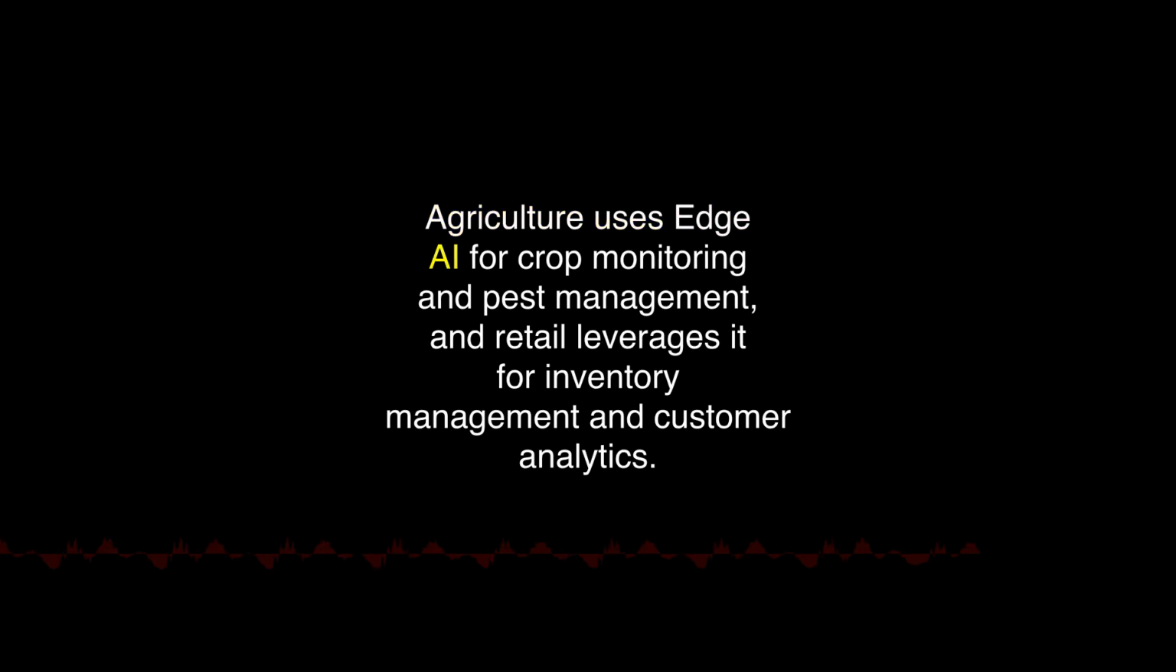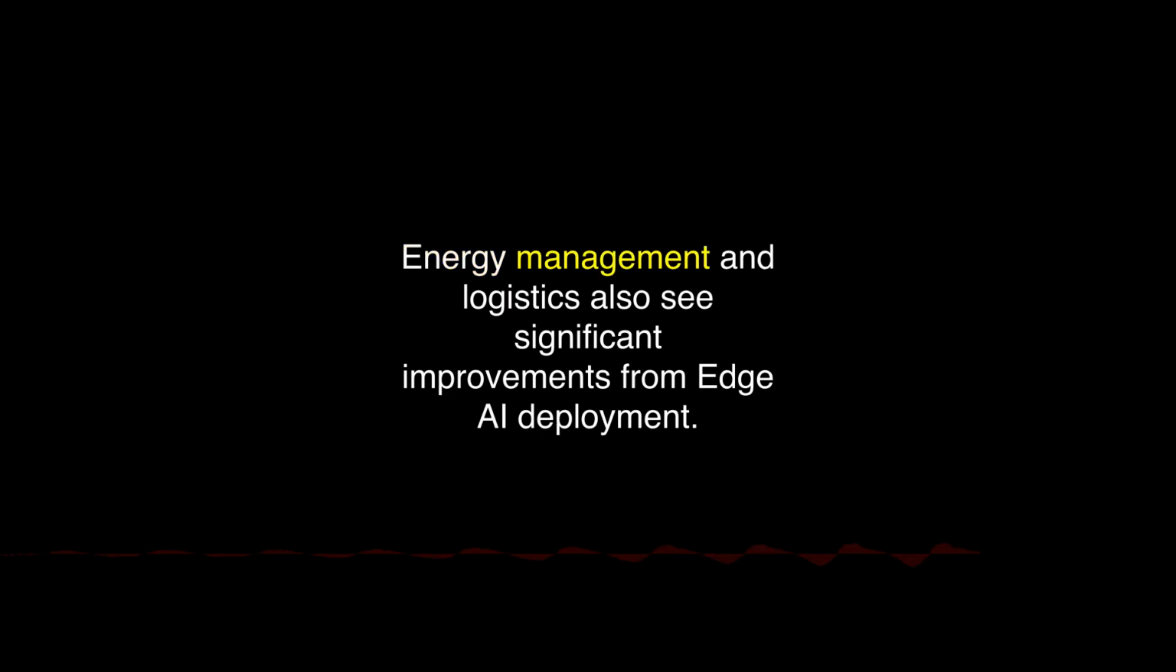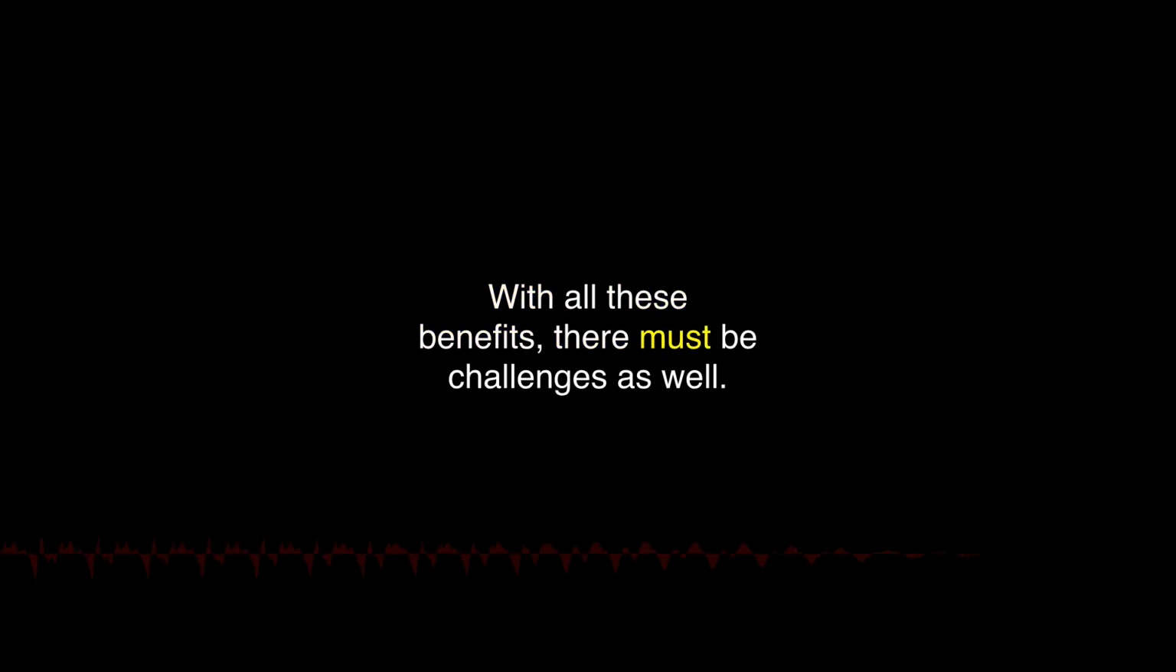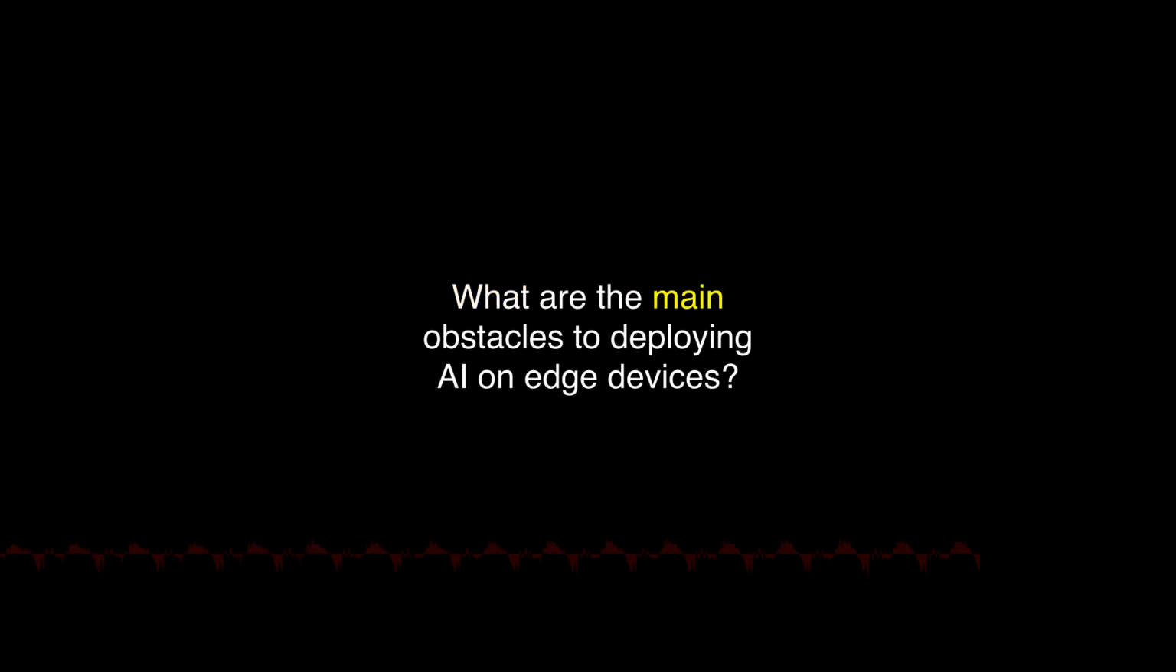Agriculture uses edge AI for crop monitoring and pest management, and retail leverages it for inventory management and customer analytics. Energy management and logistics also see significant improvements from edge AI deployment. With all these benefits, there must be challenges as well. What are the main obstacles to deploying AI on edge devices?